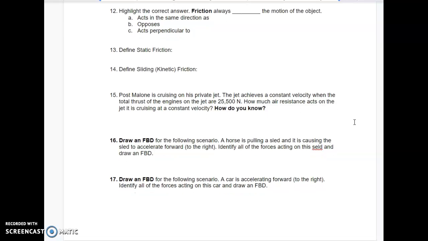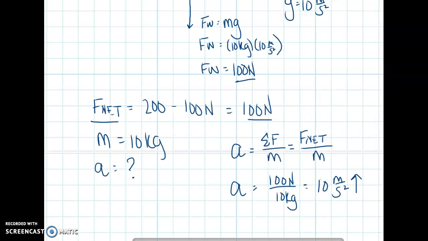So Post Malone is cruising on his private jet. The jet achieves a constant velocity when the total thrust of the engines on the jet is 25,500 newtons. How much air resistance acts on the jet if it is cruising at a constant velocity, and how do you know? All right, so let's draw a picture of this one.